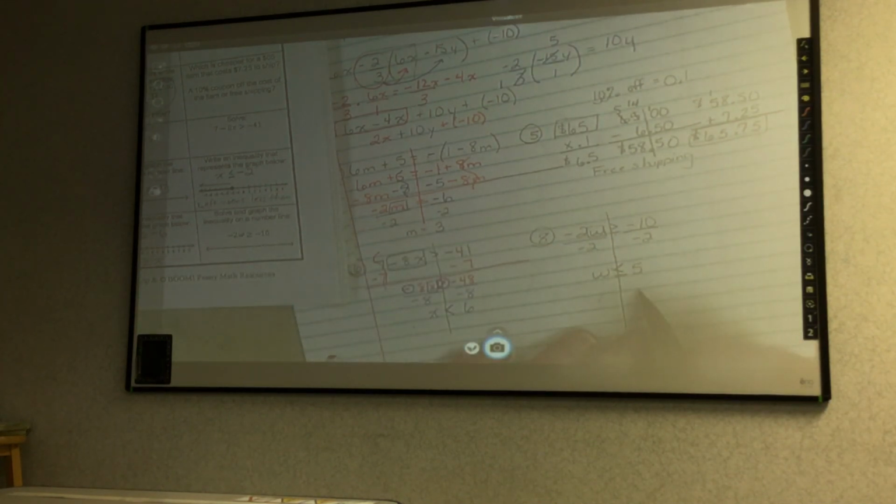To draw my line, 0, 1, 2, 3, 4, 5, 6, negative 1, negative 2. W is less than or equal to, so I fill in the circle, and arrow to the left.